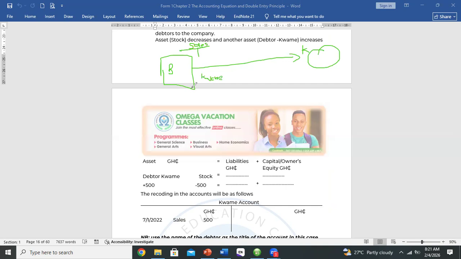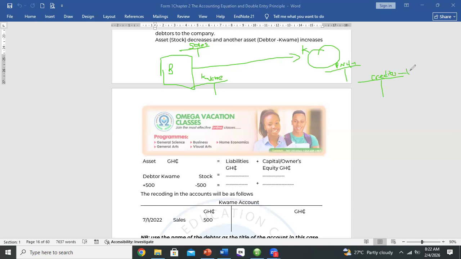And because Kwame didn't pay, we acknowledge Kwame as a debtor. Now, from Kwame's side, Kwame would also open two accounts. If you sell goods to Kwame, Kwame sees that as purchases, because he is purchasing from the business. And Kwame would not see us as a debtor but as a creditor, a supplier that he owes. Creditors in Kwame's books are a liability.